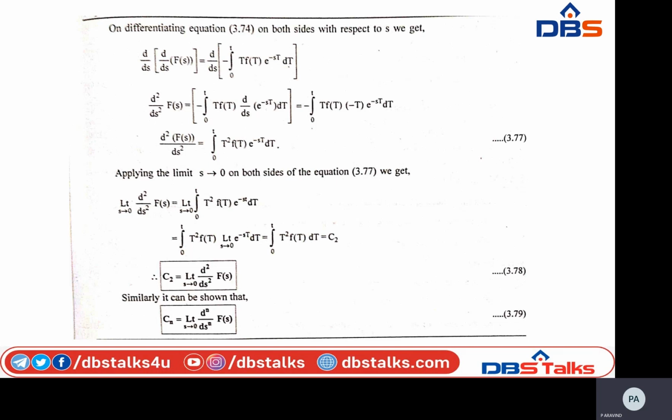In the next class, we will see the responses with the different controllers, that is P controller, PI controller, PD controller and PID controller. Okay, so in the next class we will see.